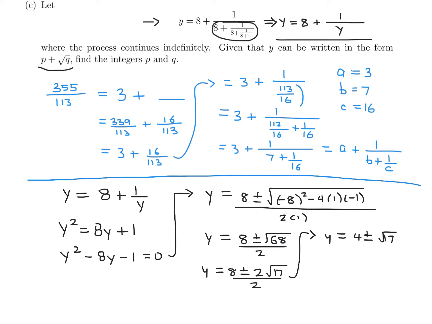I got it. Forget about all that positive, negative stuff. They're saying that it's equal to p plus root q. So therefore, since y is equal to p plus root q, we know that it will be 4 plus root 17. Okay. So that means p is 4 and q is 17.